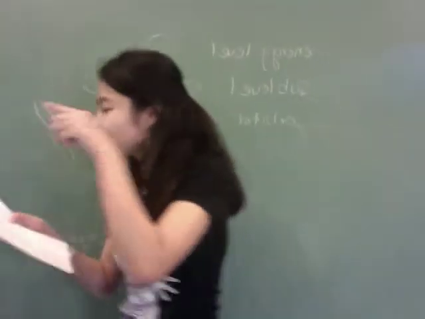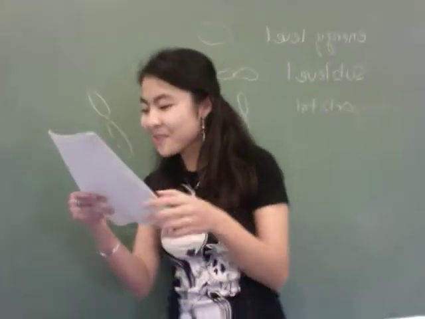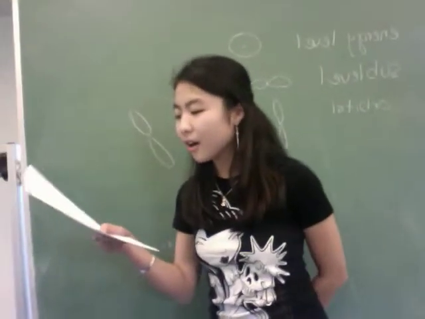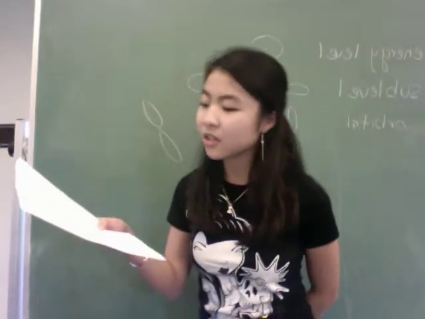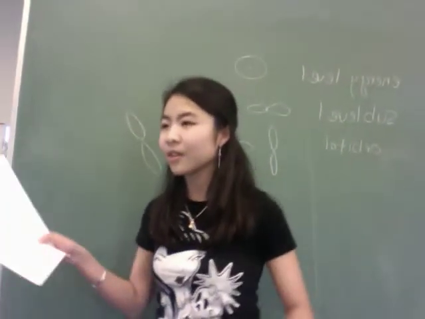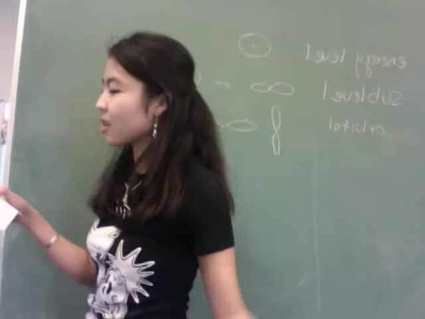Oh, but you should also remember the Heisenberg uncertainty principle, which states that it's impossible to know both the exact velocity and position of a particle at the same time. So you can't tell where it is and how fast it's going at the same time. So that's it.